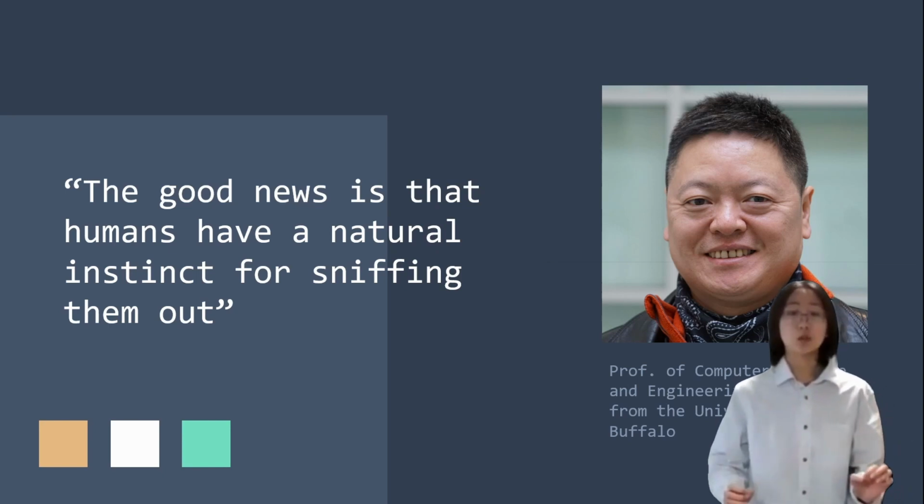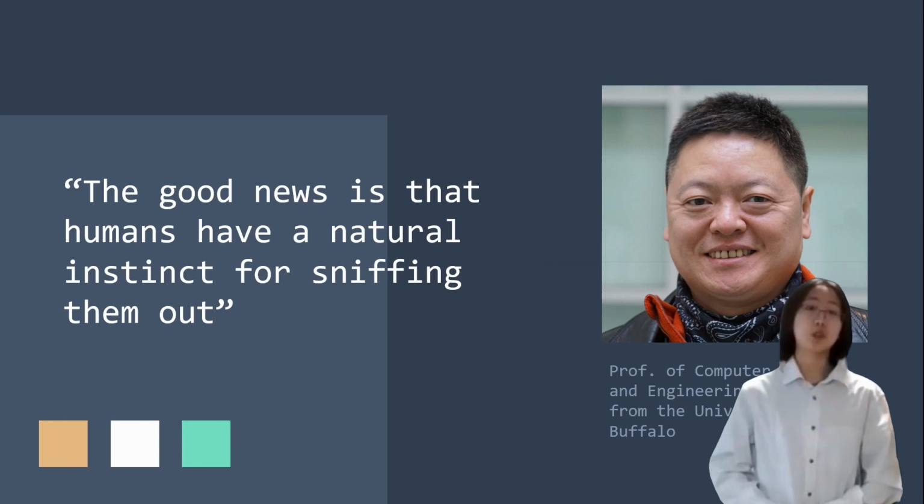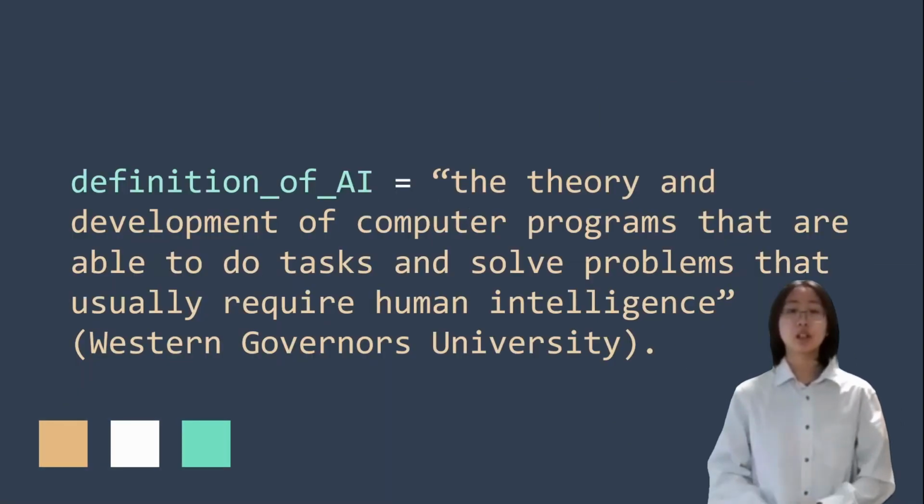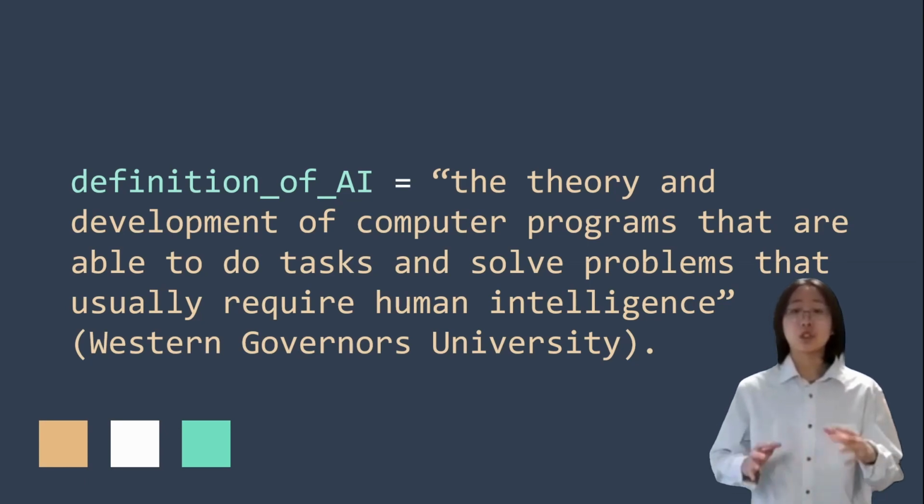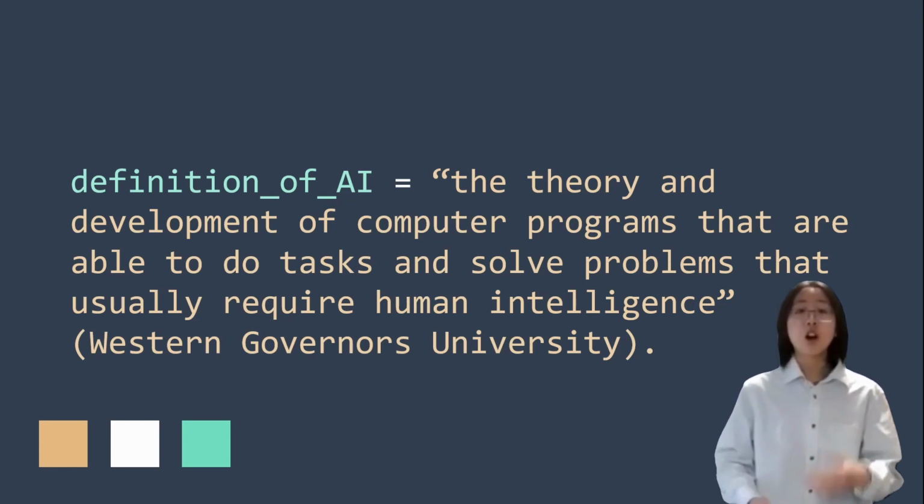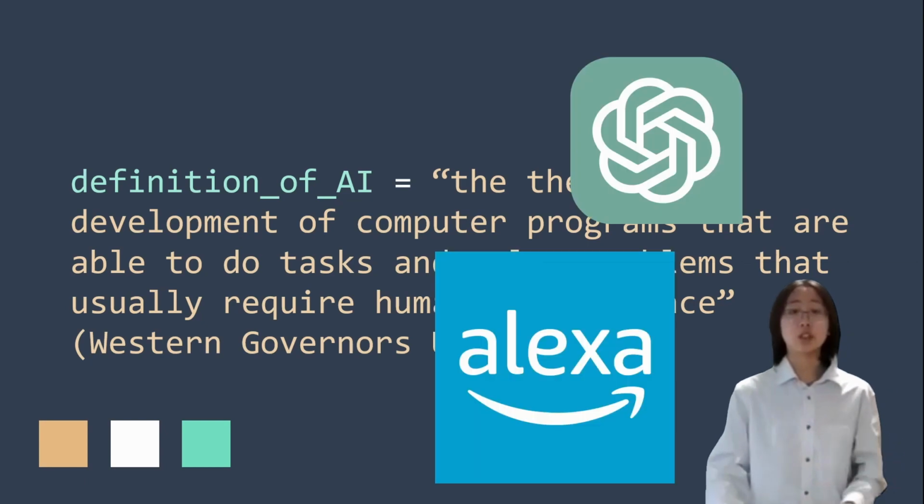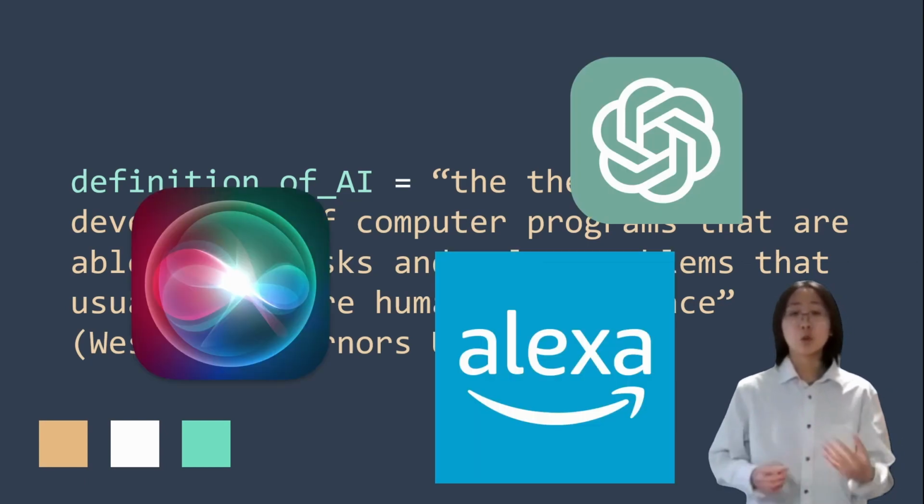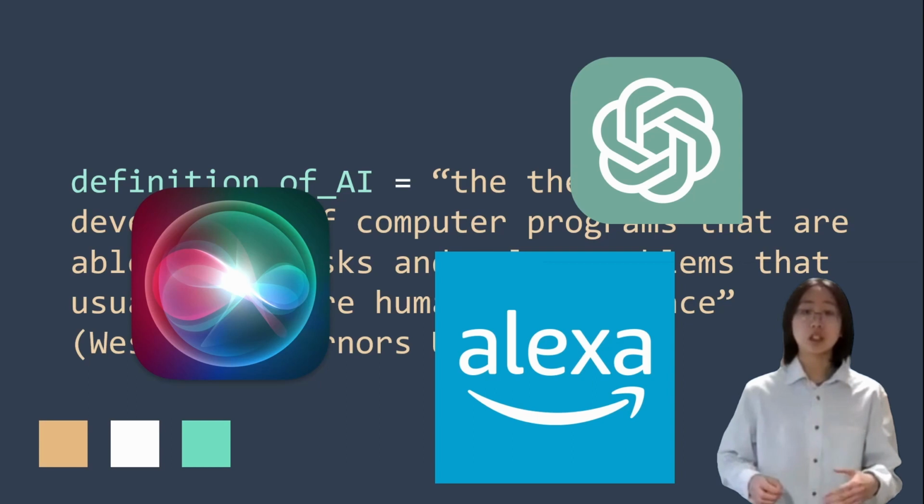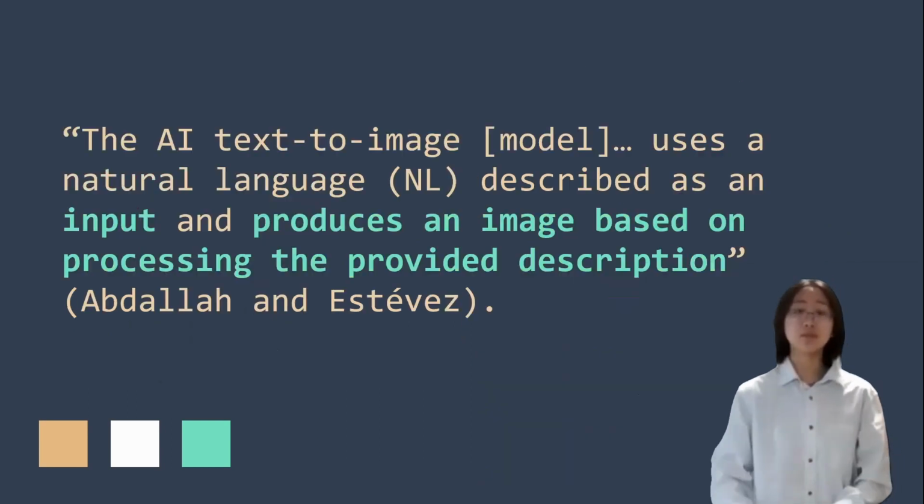Let's begin with understanding how these images are actually generated. According to Western Governors University, artificial intelligence, or AI, is the theory and development of computer programs that are able to solve problems and do tasks that usually require human intelligence. All AI, whether ChatGPT, Alexa, or Siri, works by processing lots of data and by finding patterns in the data.